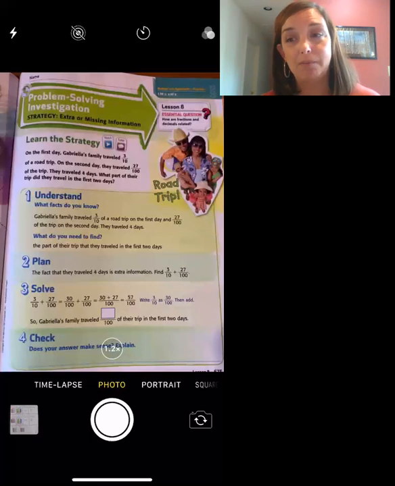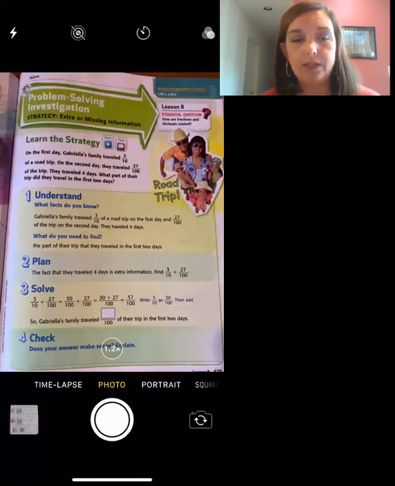And sometimes there's missing information. If there's missing information, then that means you're not going to be able to solve the problem. You're going to have to write, I can't solve the problem because there is missing information, not enough information, okay?